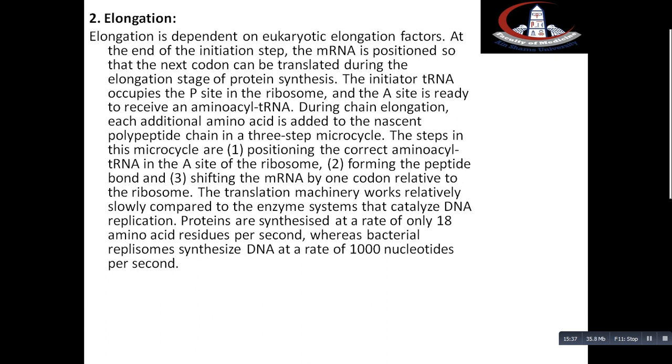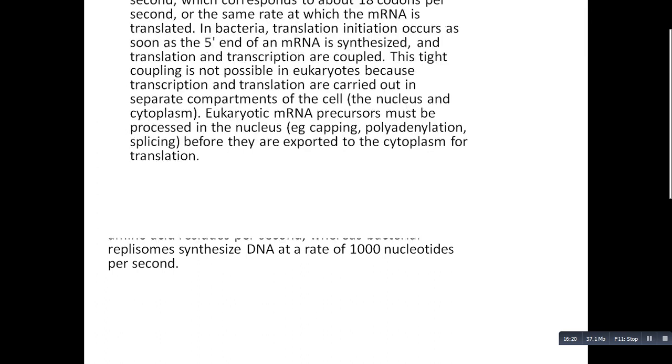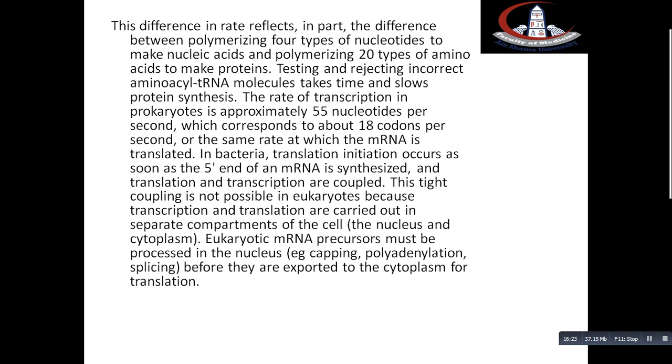This figure shows the process of translation. Number one, during initiation, the components of the translational apparatus come together with the messenger RNA, and a transfer RNA carrying the first amino acid binds to the start codon AUG. Number two, elongation. During elongation, amino acids are brought to the messenger RNA by transfer RNAs and are added one by one to a growing polypeptide chain. Number three, termination. During termination, a stop codon in the messenger RNA is recognized by a protein release factor and the translational apparatus comes apart, releasing a complete polypeptide.